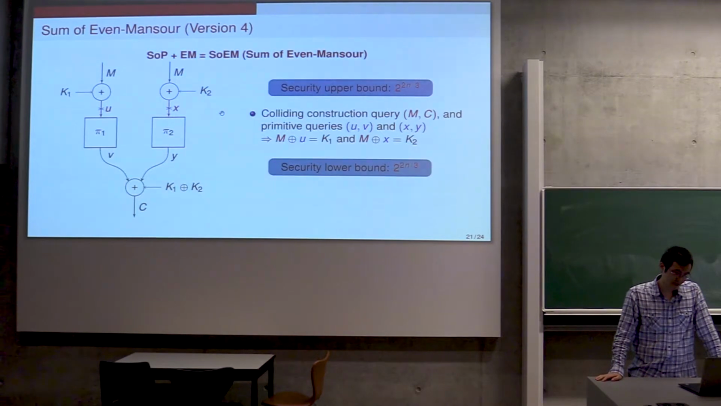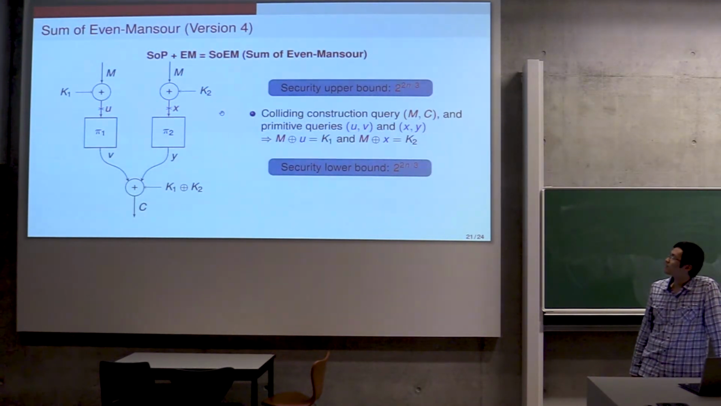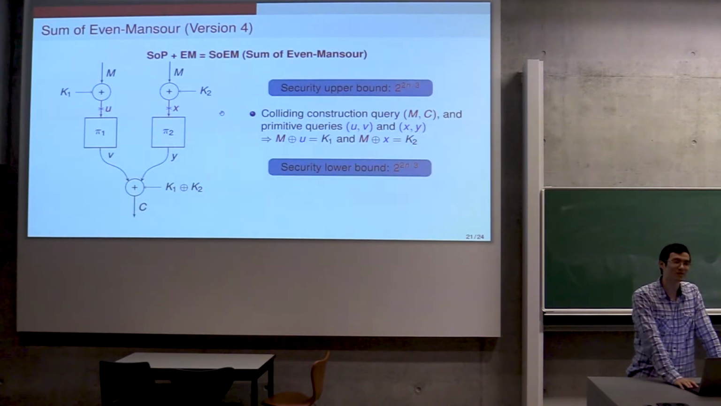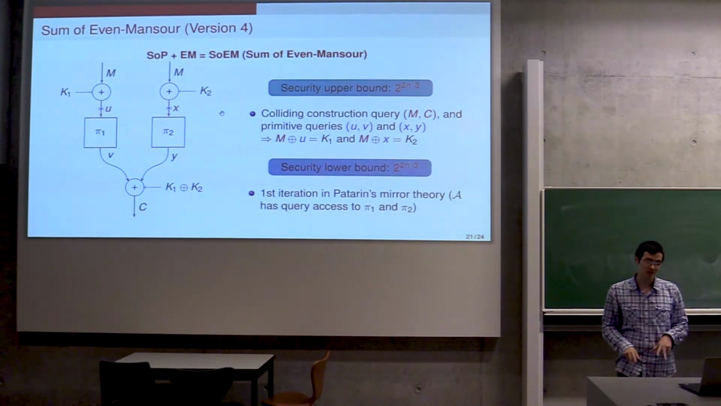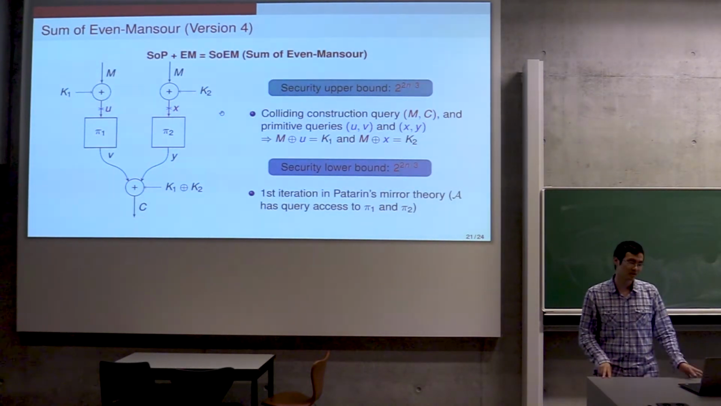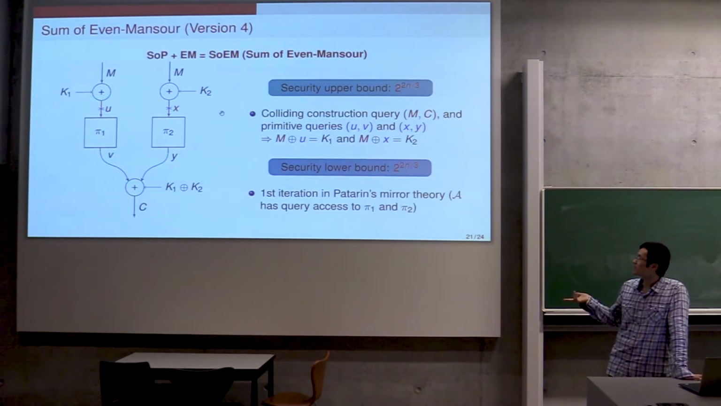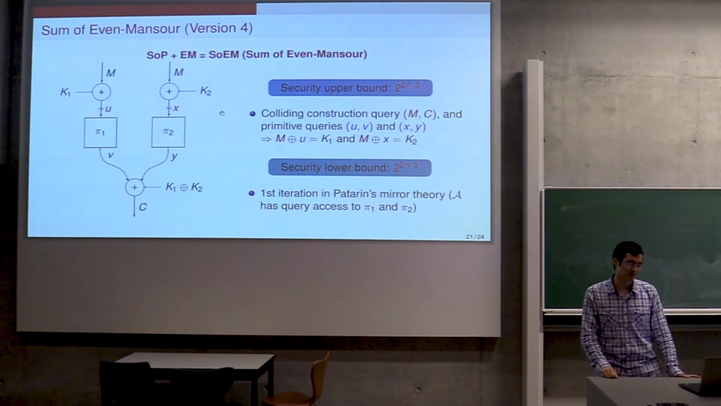The security proof of this construction is actually quite complex to explain here, so I'm just going to explain the basic idea. We use Patarin's H-coefficients technique to prove the security. The proof is actually the first iteration of Patarin's mirror theory, with the only difference that the adversary gets access to the underlying primitives. So if you are interested, you can read the paper.